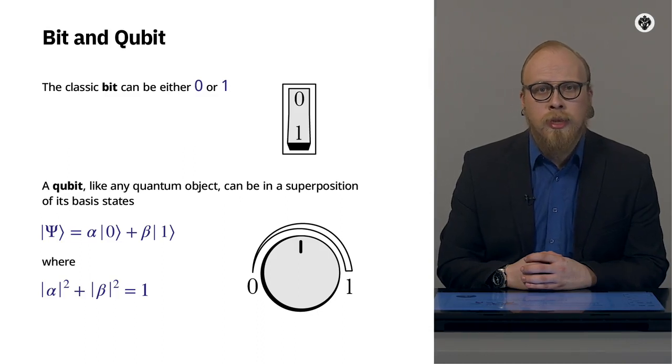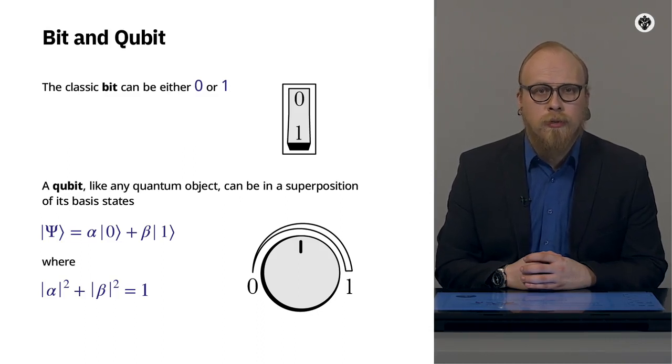The simplest implementation of a bit that each of you would have encountered is a switch. A switch can be either on or off and has no other positions. In a quantum computer, a qubit is used as a unit of information. A qubit is a quantum system that has two basis states. Unlike a classical bit, a quantum bit can take other values, not just either 0 or 1.